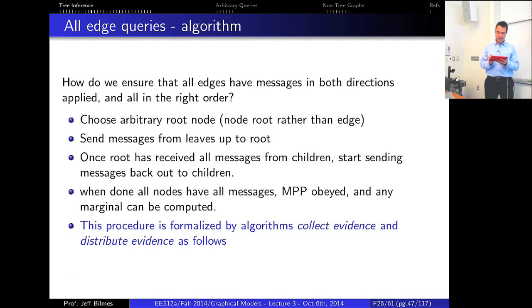And this is essentially the algorithm called collect evidence and distribute evidence. Now, raise your hand if you've ever heard of collect evidence and distribute evidence before. Okay, some of you might have heard of this.